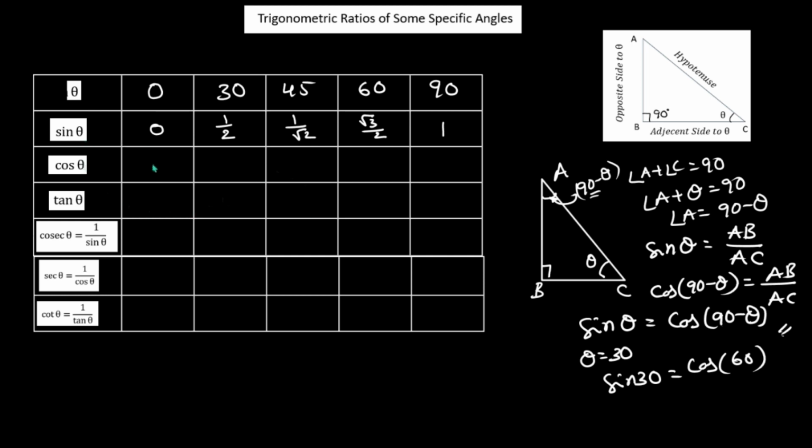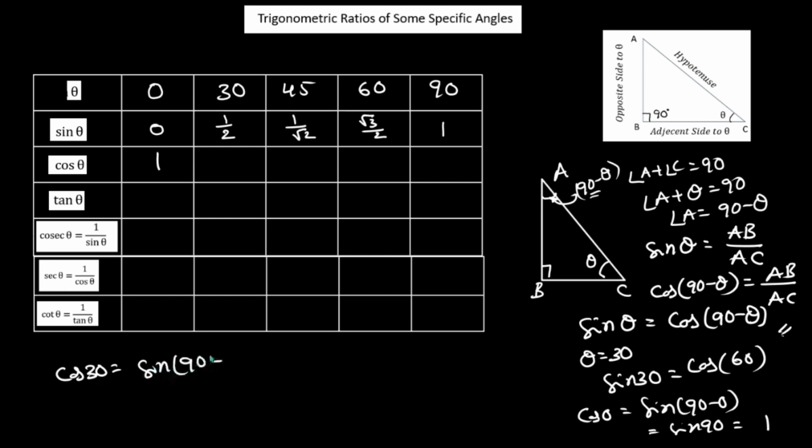For example, if you want cos 0, cos 0 can be written as sin of 90 minus 0. So that's sin 90, and sin 90 is 1. Similarly, cos 30 can be written as sin of 90 minus 30, that is sin 60. What is sin 60? Root 3 by 2.